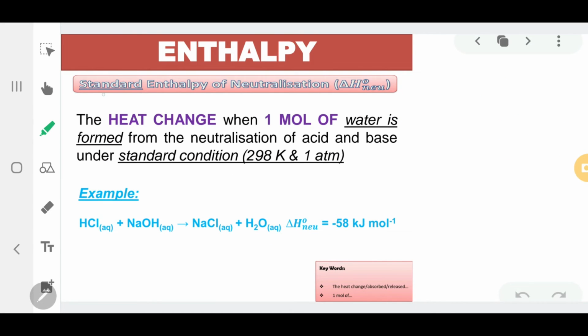So what happens if you have standard? Again, the heat change is the same. Okay, you have change of heat and 1 mole of water being formed. You have 1 mole of water being formed over there. All right. And this time you have acid and base under standard condition. Okay, so that is the difference between standard and non-standard. It's just the last bit of the definition. You change from stated condition for the non-standard to standard condition, 298 Kelvin at 1 atm, for the standard condition.